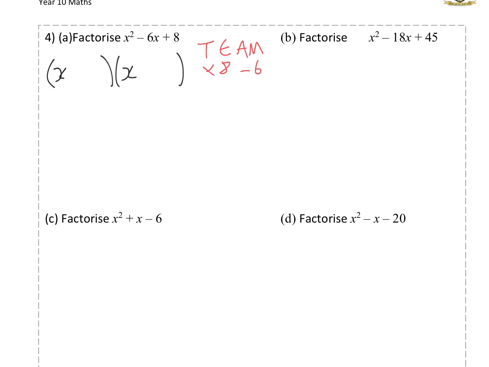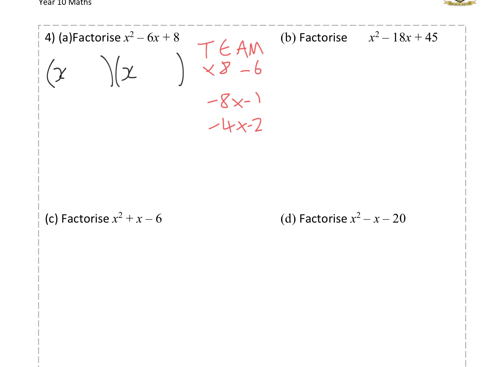So how do I do that? Well, I noticed that I've got to add to give a negative number, but times to give a positive number, that's going to be two negatives times together. So I could have minus 8 times minus 1. I could have minus 4 times minus 2. They're my only two combinations.